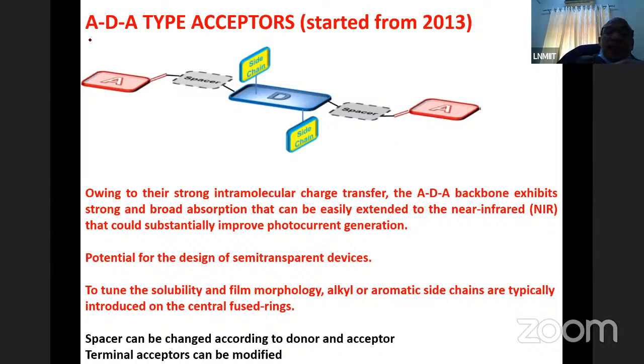This consists of a DAD molecule, or you can also write ADA. So this started in 2013. And because this is DAD, we can choose different types of acceptors and different types of donors, as I have discussed in my earlier slides. We can choose donors from that table, and they can also be used for transparent cells.